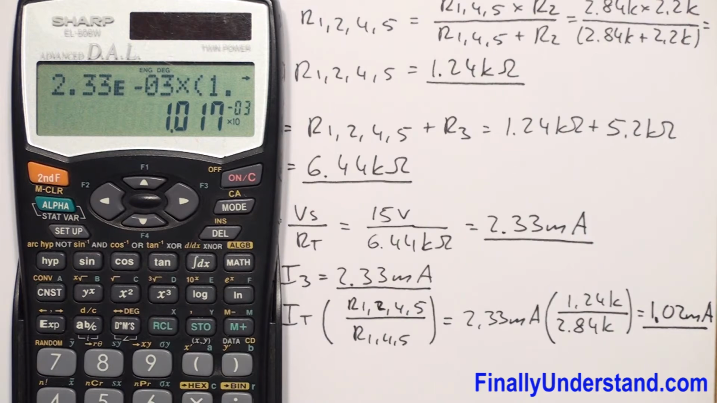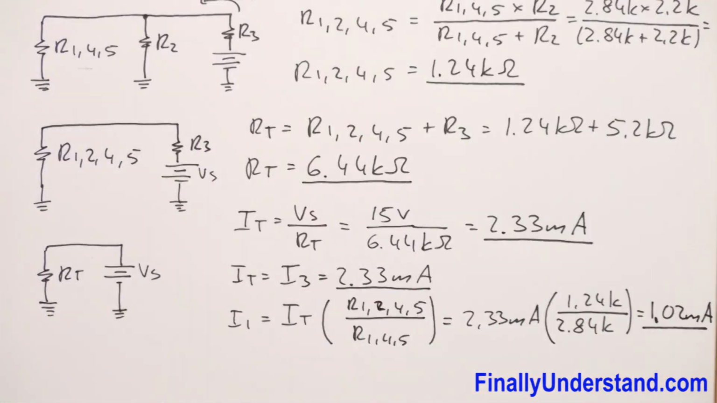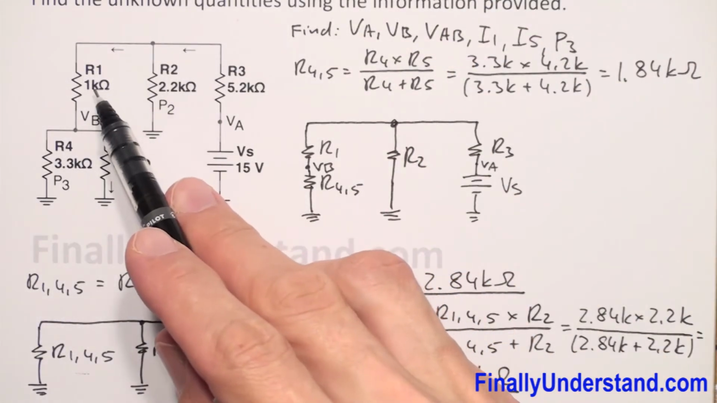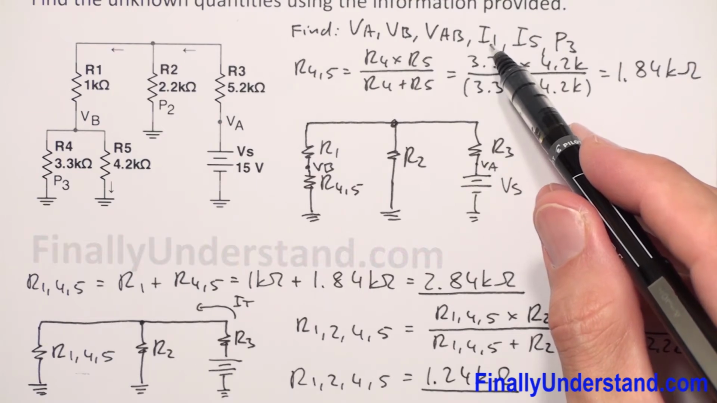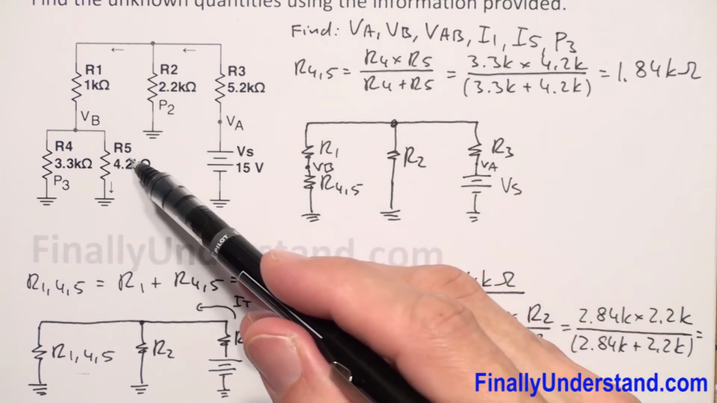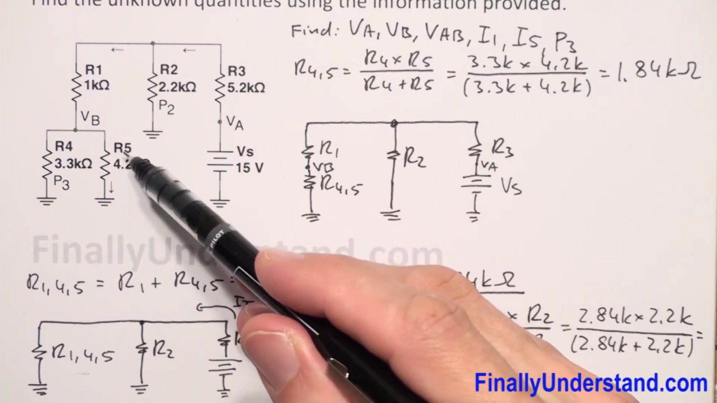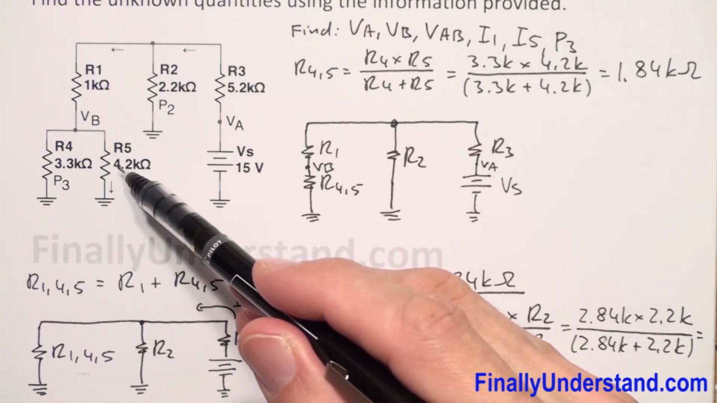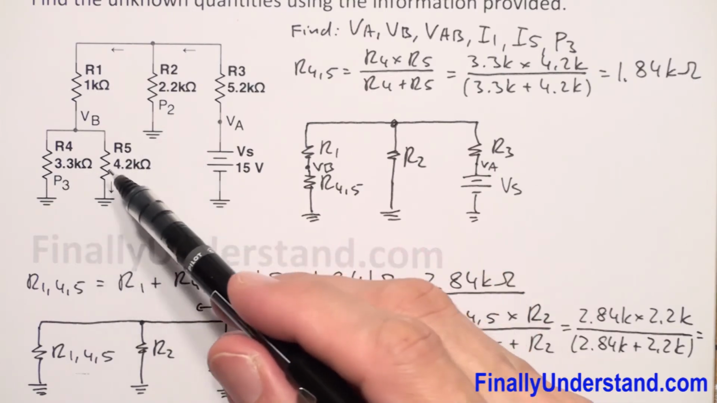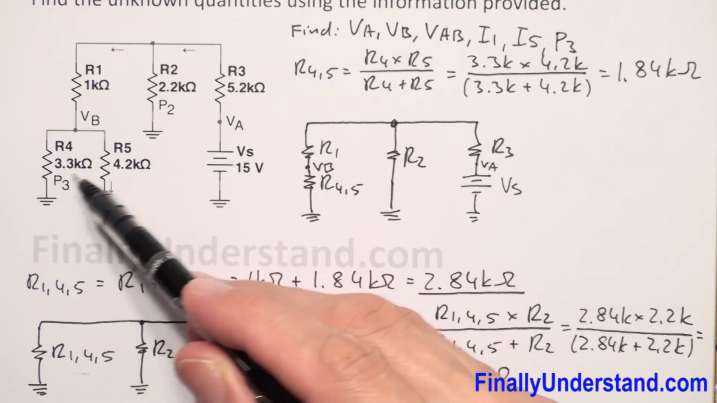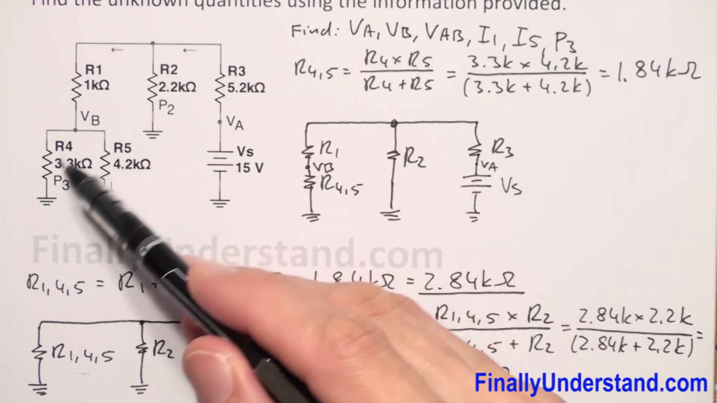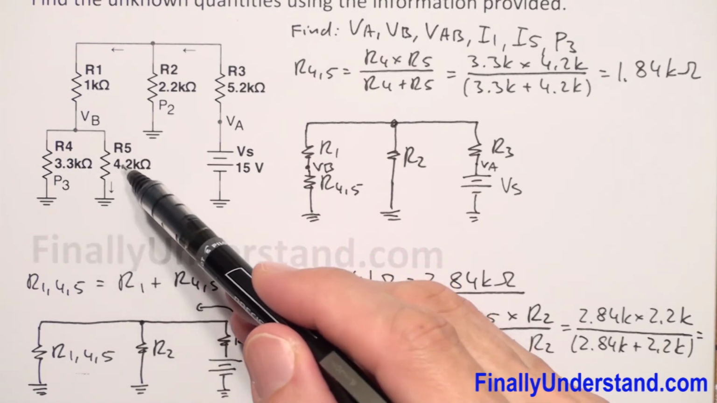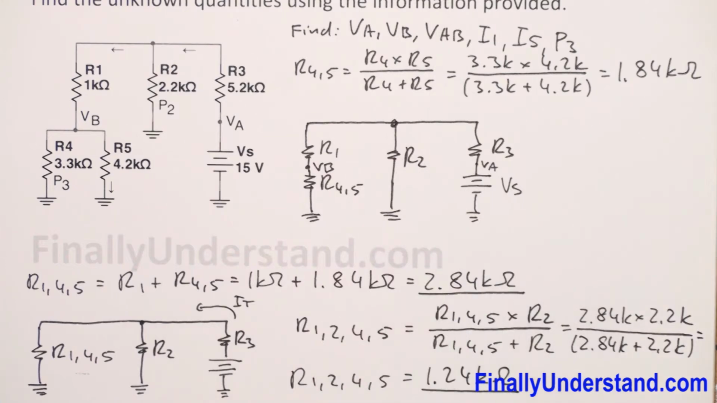Okay, so this is the current which will flow through the resistor R1. Okay, so we found I1. Next, we're supposed to find the current which goes through the resistor R5. Again, we are going to use the current divider rule because I know these two values of resistors and I know this current. So I can use the current divider rule and solve this current by using that law.